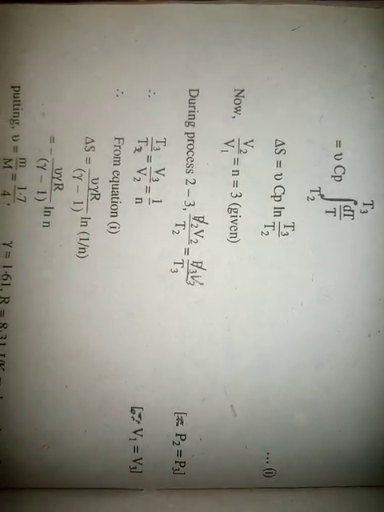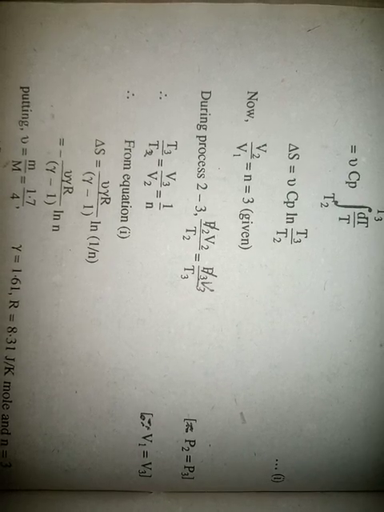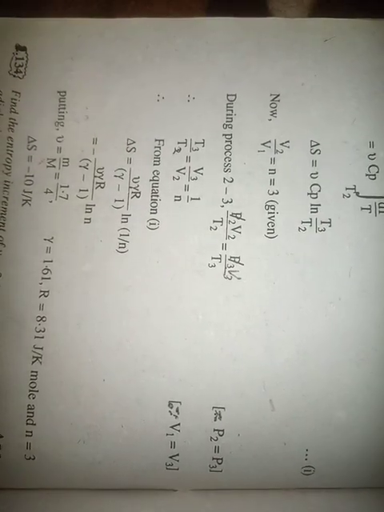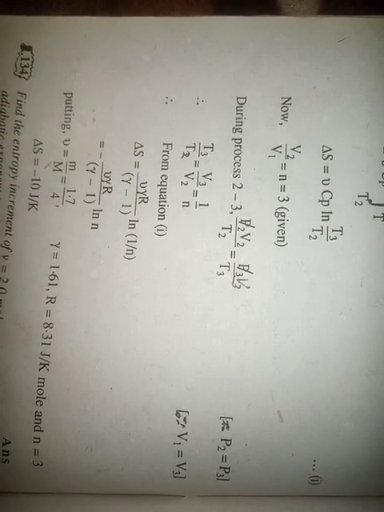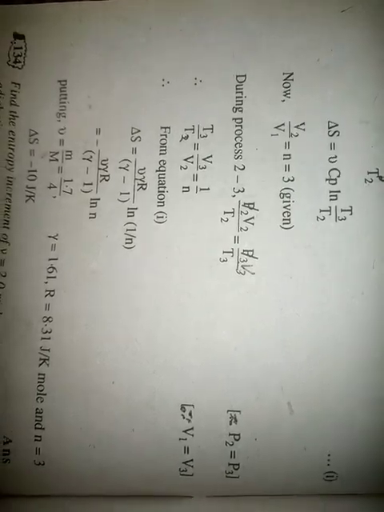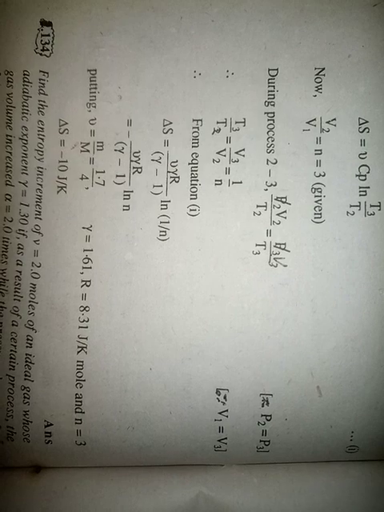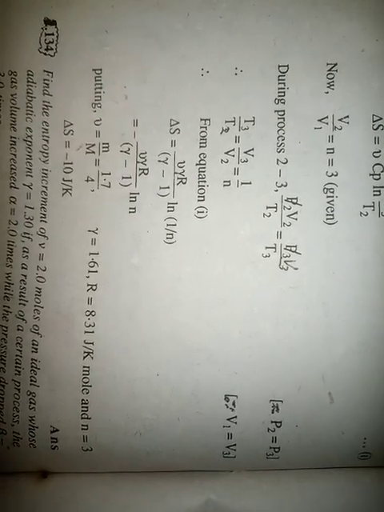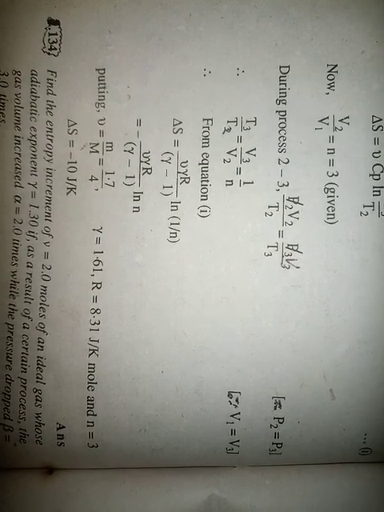During process 2 to 3, P2 V2 by T2 equals P3 V3 by T3. Since P2 equals P3, hence T3 by T2 equals V3 by V2 equals 1 by N, as V1 equals V3. Hence, from equation 1, delta S equals nu gamma R by gamma minus 1 log 1 by N equals minus nu gamma R by gamma minus 1 log N.